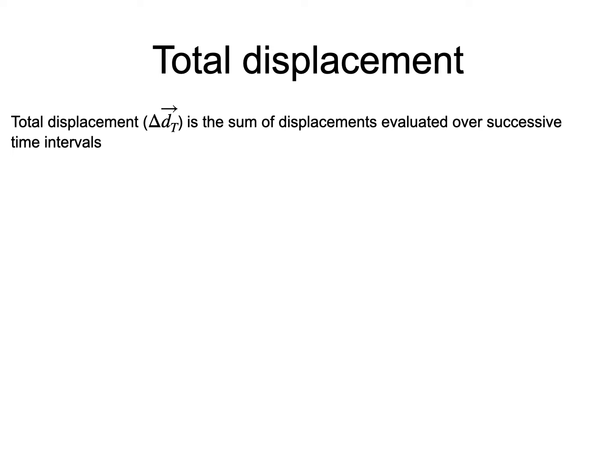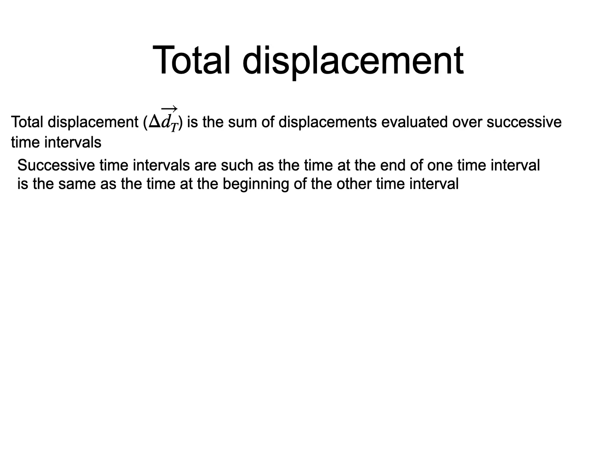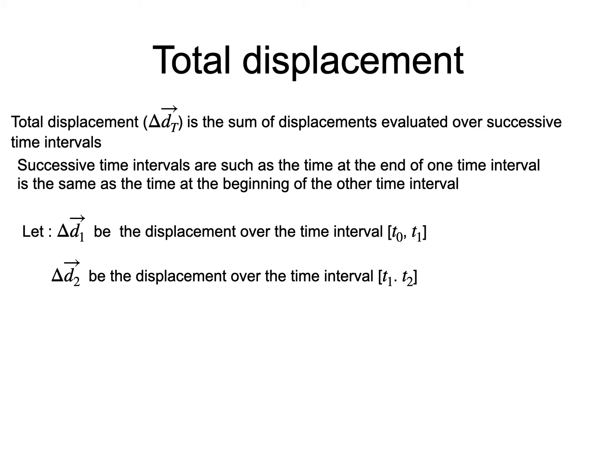The total displacement, which we will label delta D capital T, is the sum of displacements evaluated over successive time intervals. Successive time intervals are such that the ending time of the first one is the beginning time of the second time interval. For example, let us call delta D1 the displacement from time t0 to t1, and the second displacement is over the time interval t1 to t2. The time intervals are successive. The total displacement is the sum of these 2 displacements.